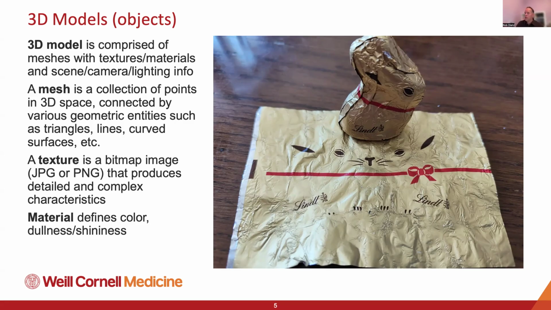The pumpkin has a shape, but then it also has the orange material, it has the green stem material, it has light coming from inside, it has a lot of different things going on, and that's what a 3D model is.